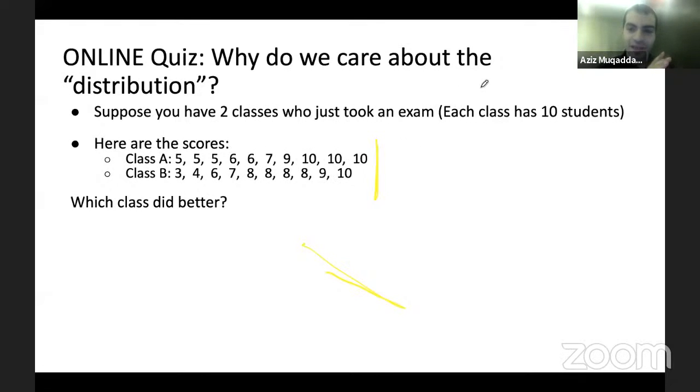Yes, by looking at it, which class do you think did better in the exam? Class A or class B? Which class do you think did better in the exam? You can answer in the chat or verbally or any way you want.